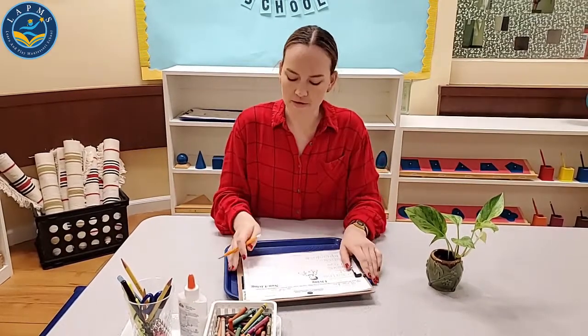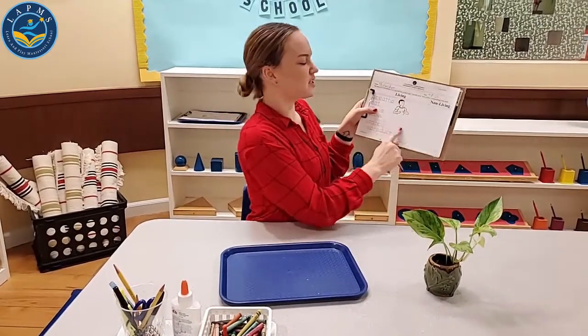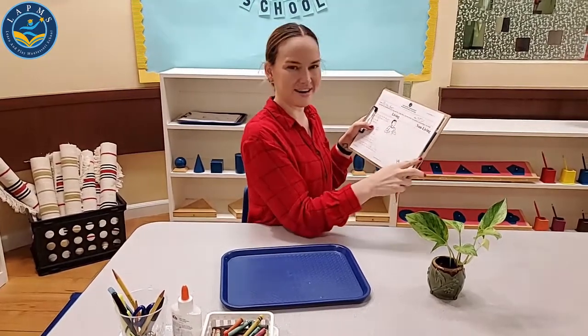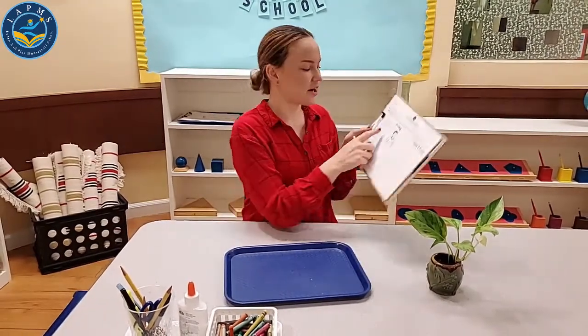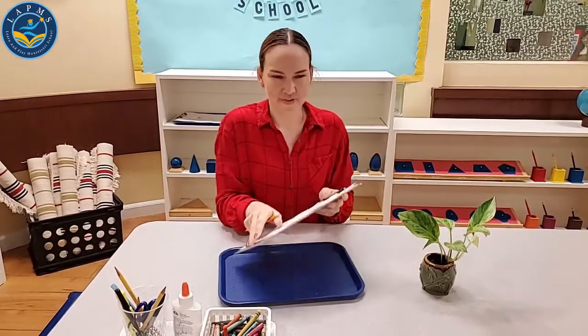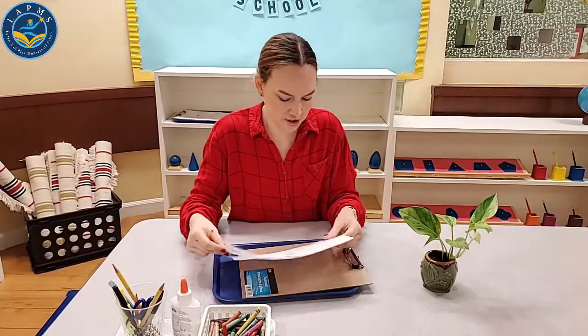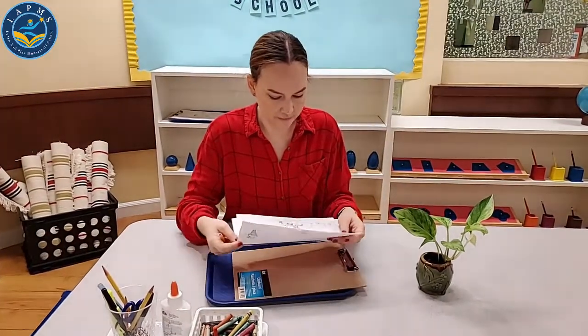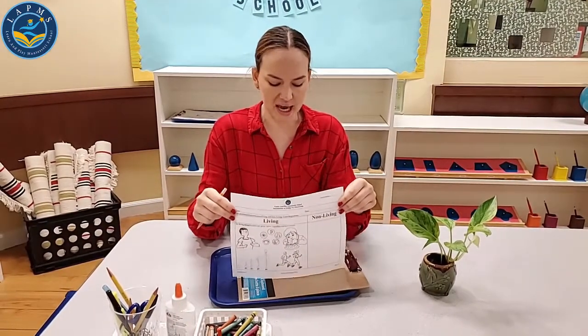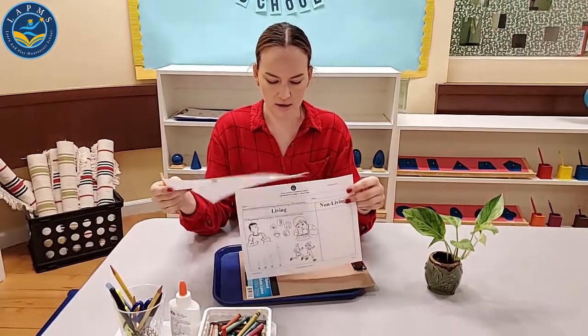So we could draw some pictures in our open space here for living, in our open space here for non-living, okay? And here, don't forget to trace, okay? Let's take a look at one more page. Here, some living and non-living, and we're going to be doing the same things, okay?